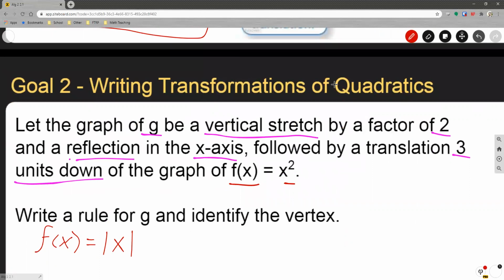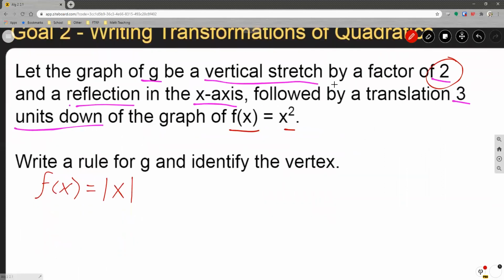If I've got a vertical stretch, that means I'm multiplying by some value other than 1. In this case, it's 2. And if I'm reflecting, that means that the number that I'm multiplying by, that a value, is also going to be negative. So just by that first part, I know that my a value is going to be -2. So if I try to write this out, I know I'm going to have a -2 in front of my function, the absolute value of x. That's taking care of the first part.